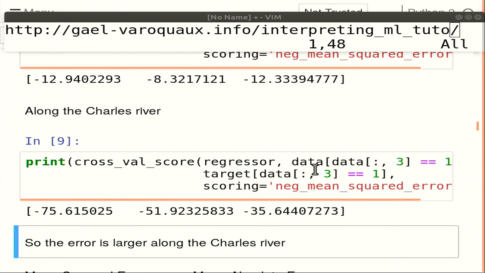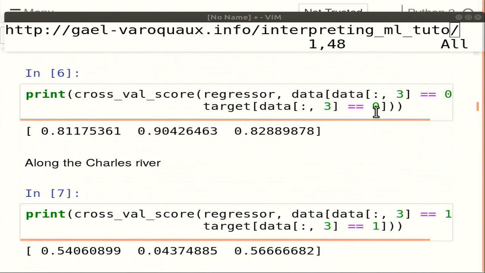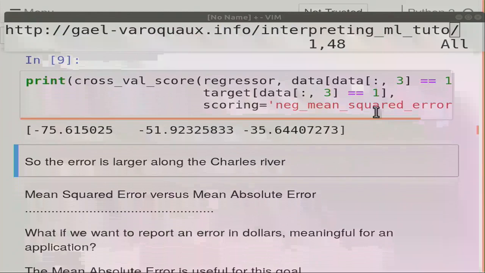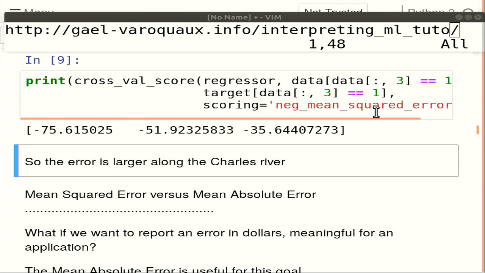and we can compare along the Charles River and away from the Charles River. Okay? And so we're always in the setting where bigger is better. So our prediction here, which is away from the Charles River, is better than our prediction along the Charles River. Okay? And does this coincide with here? Yes, it does. So the adversarial setting that I was mentioning does not happen.